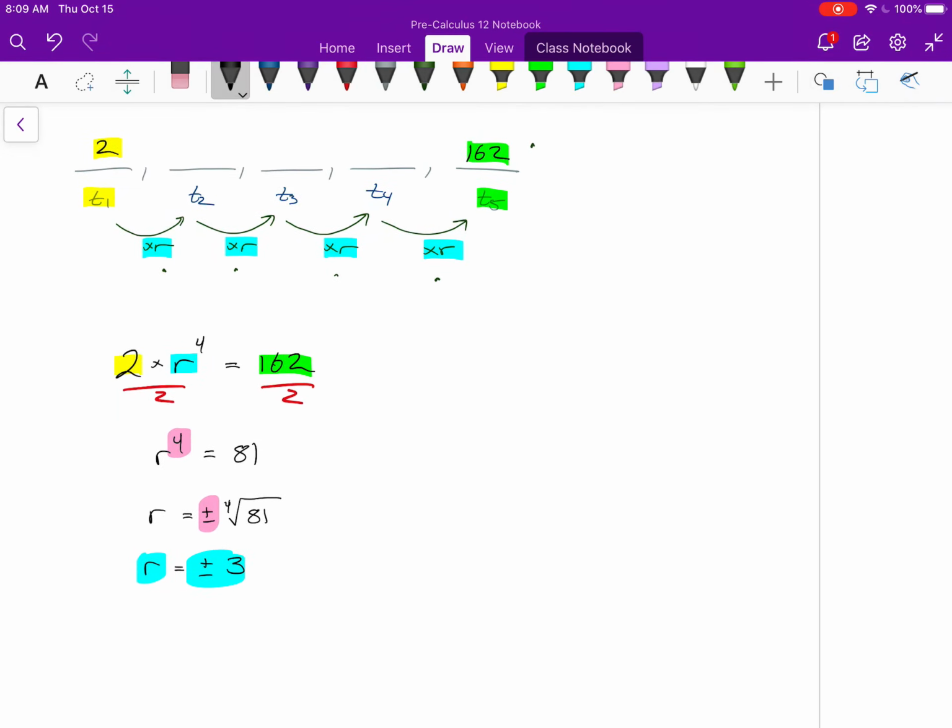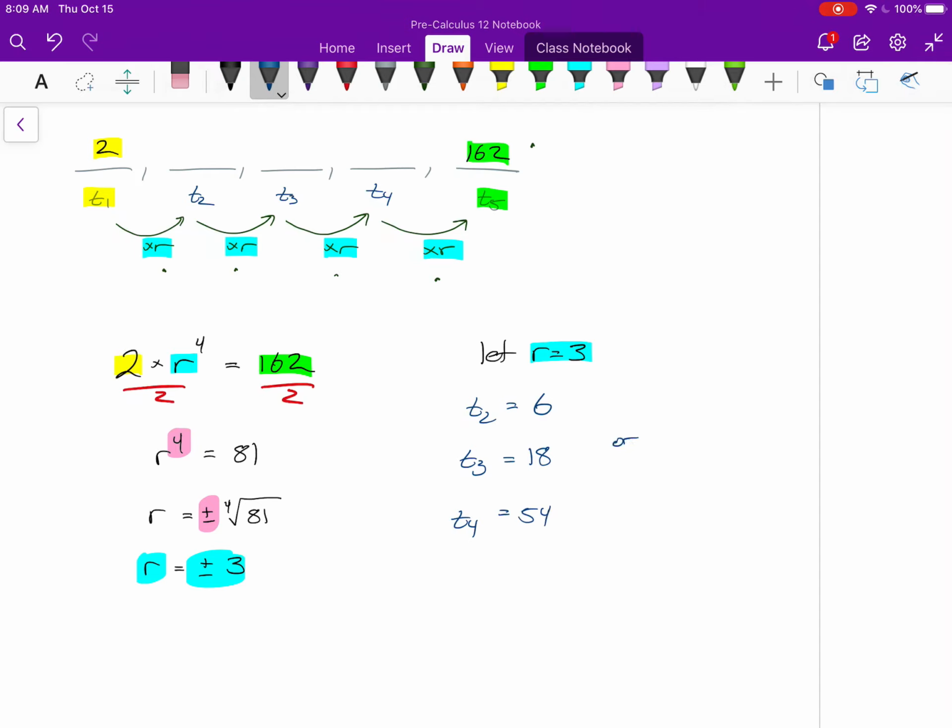Well, let's see. Let's say R is positive. Let's say R is positive 3. Well, then my second term will equal 2 times 3, which is 6. My third term will be 6 times 3, which is 18. And my 4th term will be 18 times 3, which is 54. And if I multiply by 3 again, I get to 162.